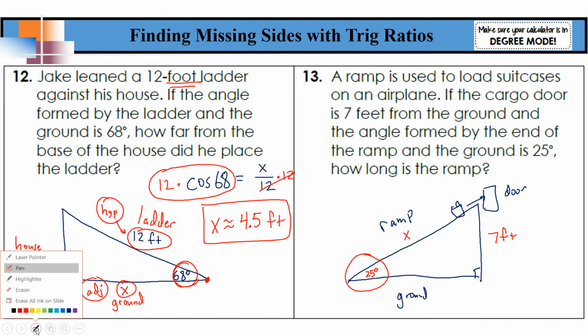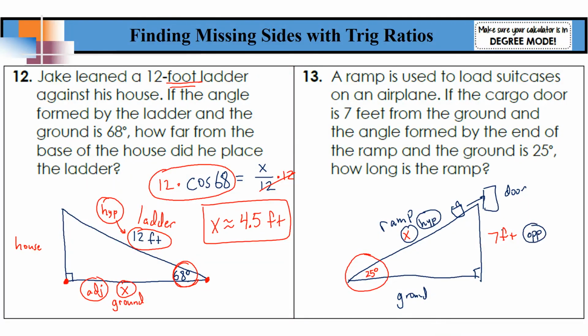Now let's go ahead and classify the sides in their relation to the 25-degree angle. I think we would say that x is the hypotenuse. We know it's the hypotenuse right here, and we know that 7 is the opposite side over here. Thinking about SOHCAHTOA, which one of our trig ratios uses opposite and hypotenuse? Well, it would be sine. So let's set up our equation. We'll begin by saying sine of 25 degrees is equal to the opposite side, 7, over the hypotenuse, x.